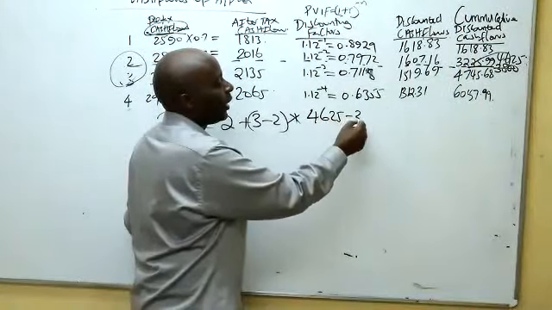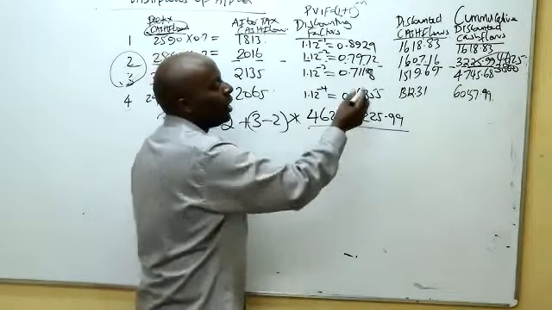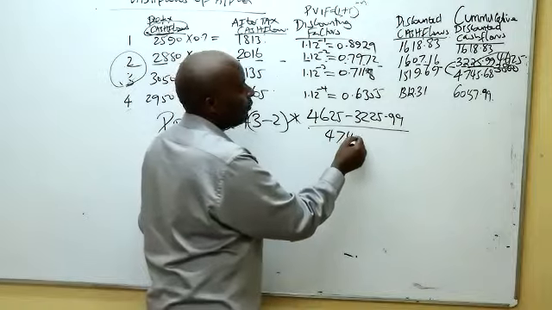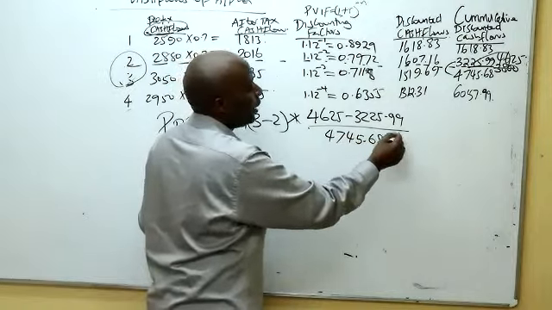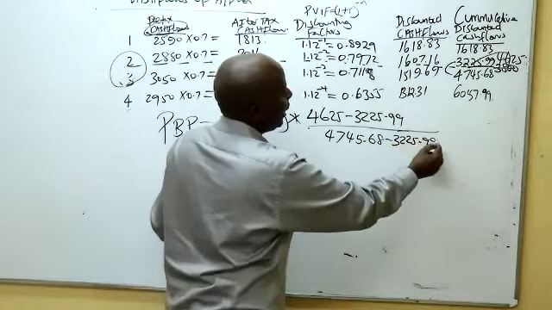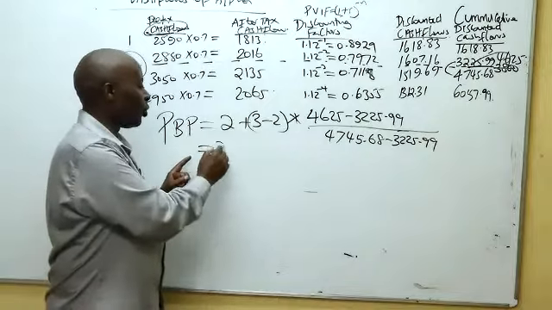So the upper arc we have here is 4625 minus 3225.99, all over the base arc. The base arc, what do we have there? 4745.68 minus 3225.99. So please give me the final answer, but before you reach there, you have to really use BODMAS.